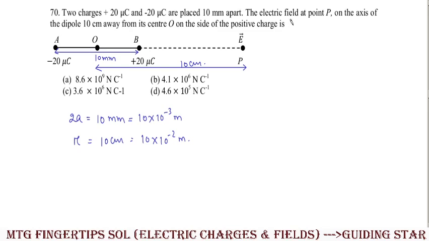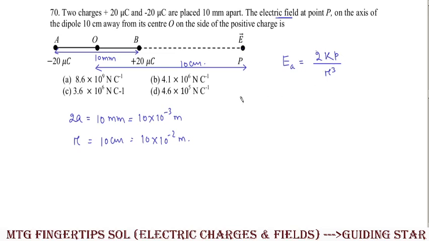So what is asked? The electric field at point P due to the dipole. We know that this is the axial point. At the axial point, the electric field is simply 2kp divided by r cubed. Clear? And the direction of the dipole moment is along the direction of the field, same as the direction of the field, so no need to put the vector sign over here. So magnitude-wise we need to calculate the electric field.